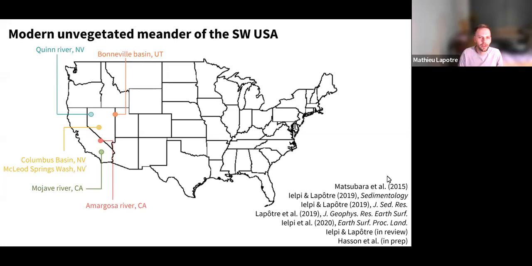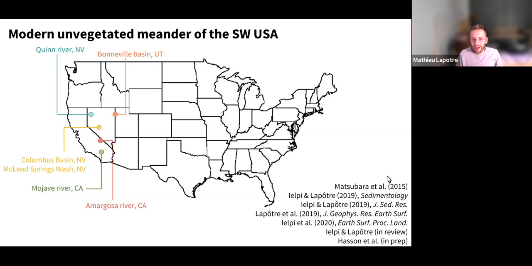So today we've visited a little over a handful of unvegetated meandering rivers in the Western United States, namely the Mojave River of California, the Amargosa River, California, a few streams in the Columbus Basin, the McCloud Springs Wash in Nevada, Shoshone Creek as well in Nevada, Twin River of Nevada, and a few washes in the Bonneville Basin.